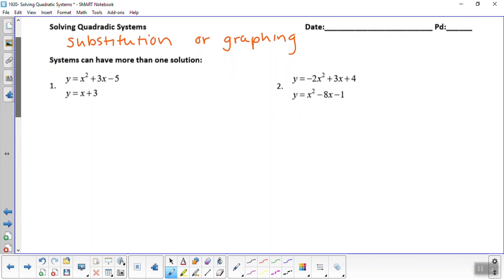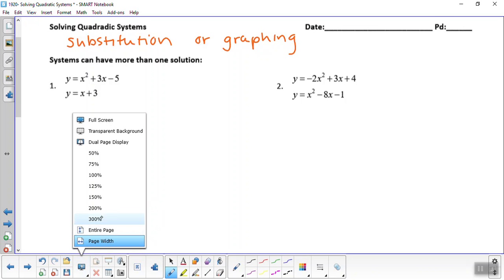All right, so let's look at the first one. Now, for these, I'm going to tell you which method to use, but on tests and quizzes, unless it is stated specifically to use a graphing calculator, the substitution method will work. If the directions state use your graphing calculator or use Desmos, you have to do it by graphing. So let's look at number 1.